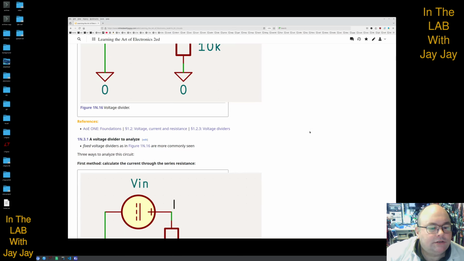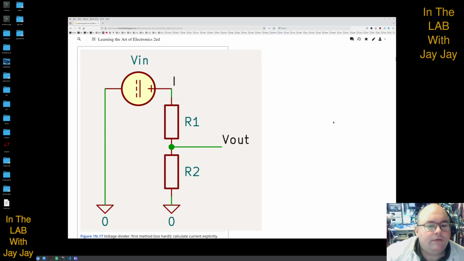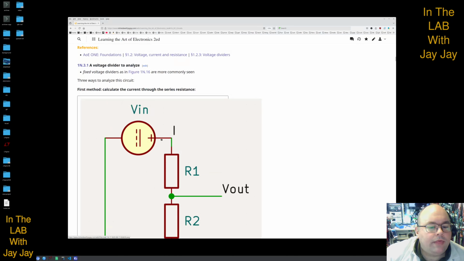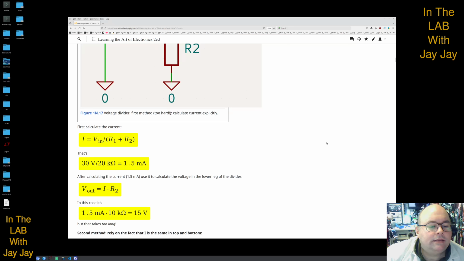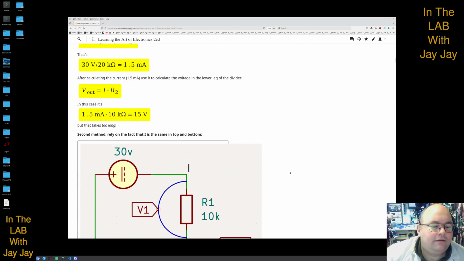Okay. So a voltage divider to analyze. There's three ways to analyze this circuit. The first thing they do is think about the current through the whole thing. So calculate the current and go through all this process of figuring out what the voltage is based on the current.